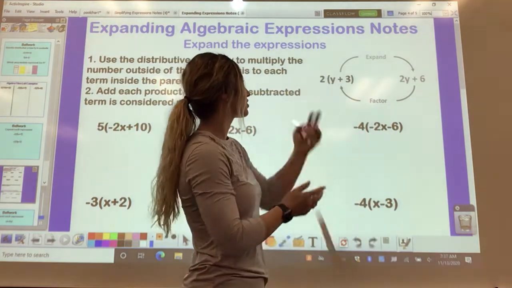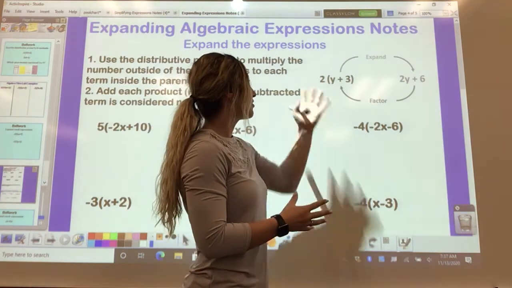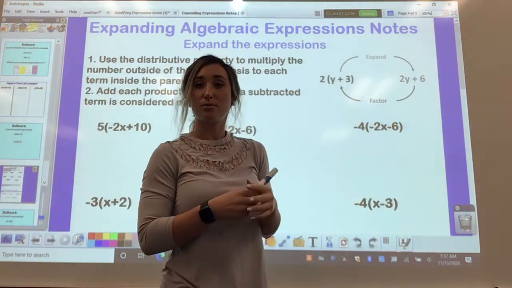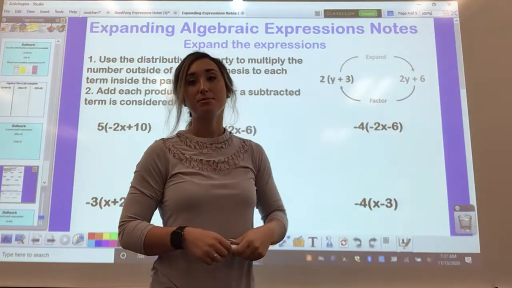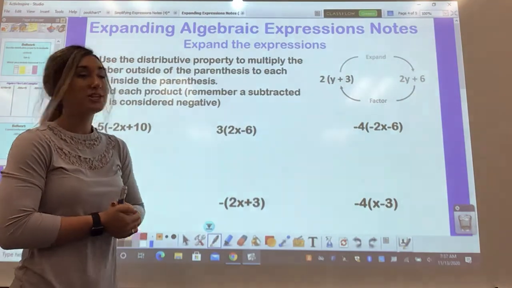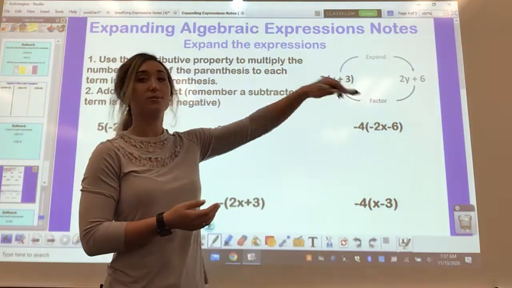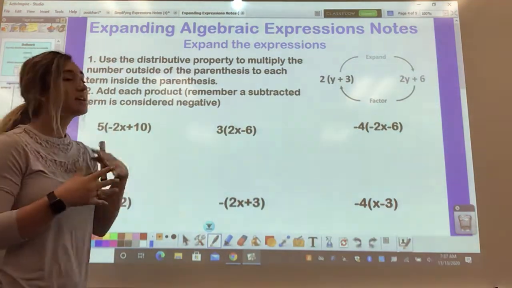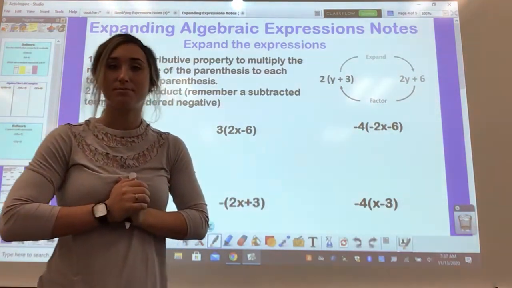When we're looking at an expression in factored form, this means 2 times y plus 3. And in order to multiply the 2 into each of those terms, we have to use the distributive property and multiply each term in the parentheses by the 2 that's outside of the parentheses. So as I just mentioned, we are using the distributive property to multiply the term outside to each term inside, and then once we do that multiplication, we'll add each of those products, keeping in mind that a negative term can also be represented with subtraction.